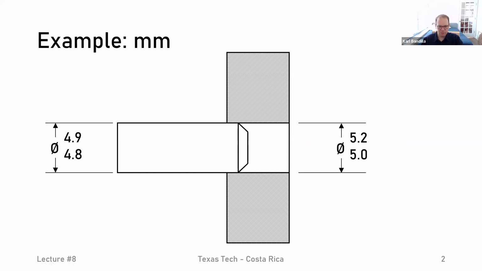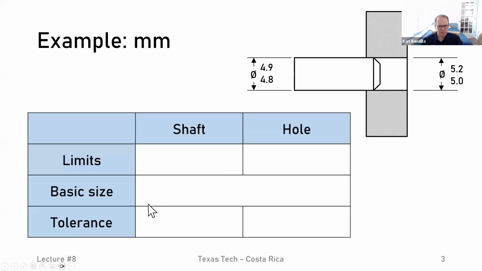That looks very much the same as before. So we have a shaft that has the limits of a diameter of 4.9, 4.8, and a hole that has the limits of its diameter of 5.2 and 5.0. So we can fill out our same table again as we did before. What would be the limits for the shaft?